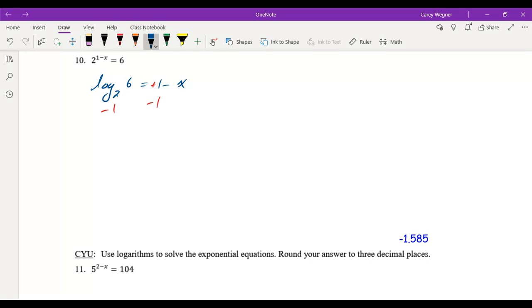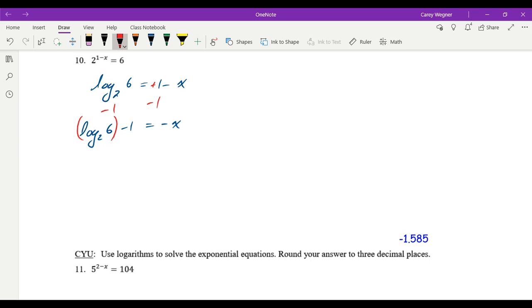When I subtract that 1, the right-hand side will still have a negative x because the negative is part of the coefficient of the x. And my left-hand side will be the log base 2 of 6 minus the 1. Again, I can't do the 6 minus 1 because the 1 is not simply subtracted from the 6. It is subtracted from the log base 2 of 6. So let me add in some brackets there.